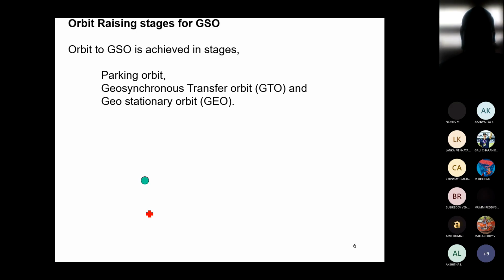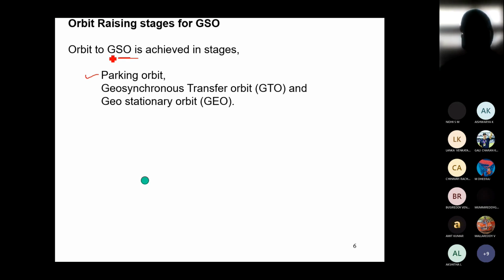When we launch a satellite, sometimes the satellite can be launched into the respective orbit in different phases. First, we launch the satellite into an orbit. That orbit is called the parking orbit. The parking orbit is a circular orbit, but we try to launch the satellite to GSO, which is a geosynchronous orbit. So in order to launch the satellite into geosynchronous orbit, we launch that satellite in multiple phases.